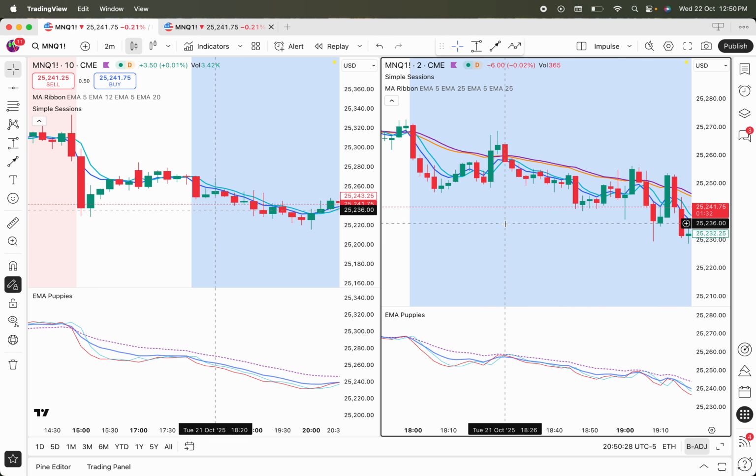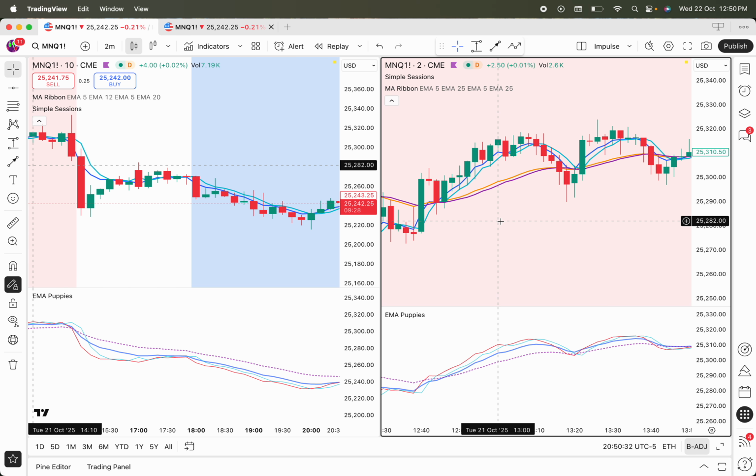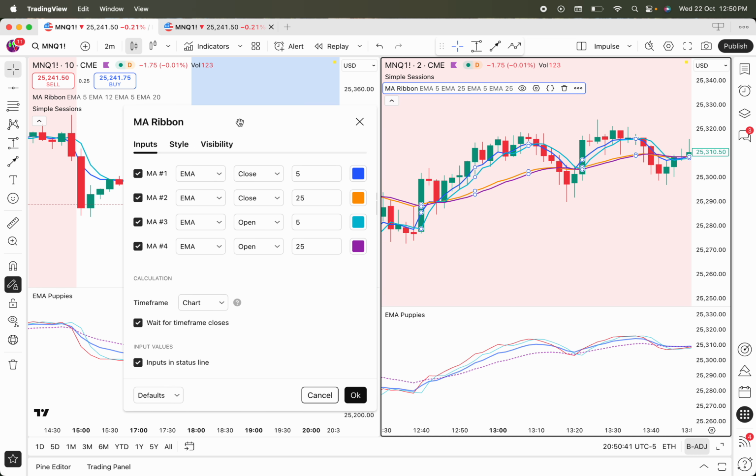On the 2-minute chart, let me just see if I can find a clear representation of it. See here, I've got these two up here, the two blues are the two 5 EMAs, which is a 5 EMA close and a 5 EMA open. Under that are two 25 EMAs. One is a close and one is the open. Okay, so the purple is the open and the close is the orange.